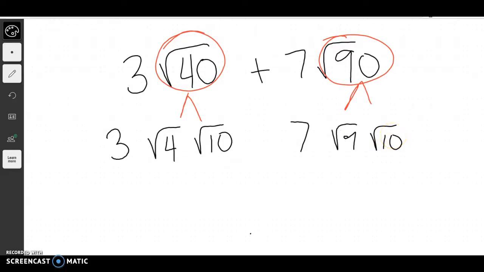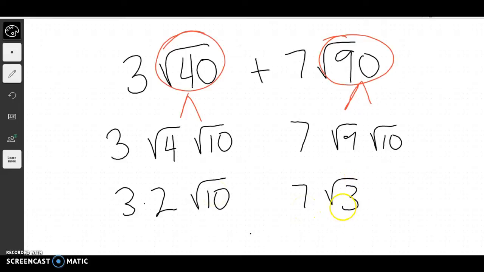Well, again, I know what the square root of 4 is. It's 2. I don't know what the square root of 10 is, so I'm going to leave it in there. I know what the square root of 9 is. That's 3. And I don't know what the square root of 10 is, so that's just going to be radical 10. Whoops, a slight error then. The square root of 9 is 3. I don't want to leave it under the radical because we've already taken its square root.